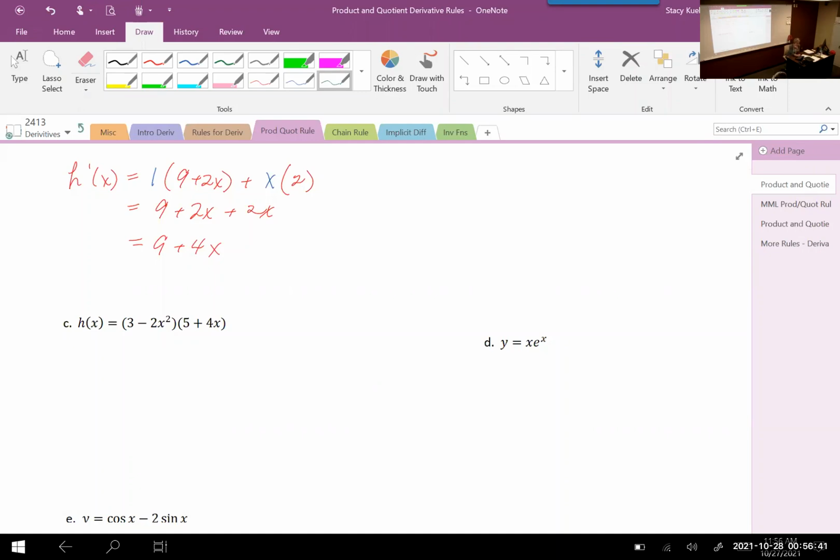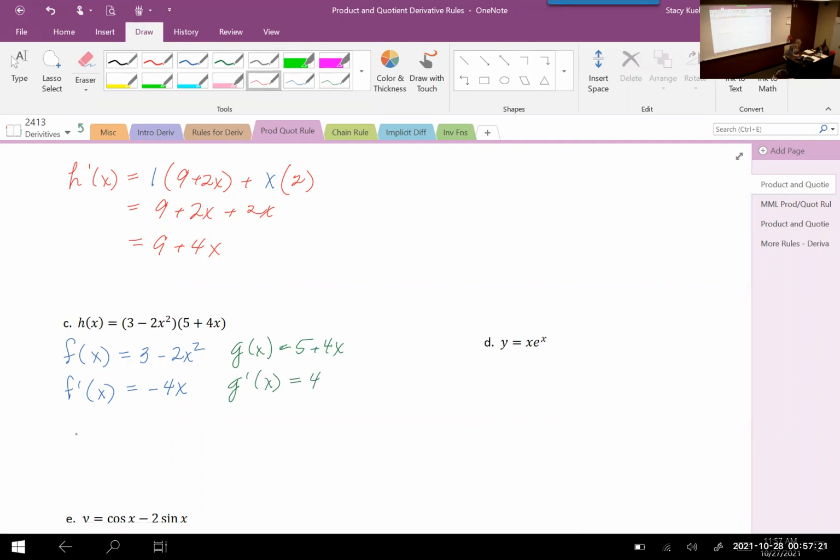So if we apply this same concept, I'm going to let f of x be that first parentheses, 3 minus 2x squared. Therefore, f prime has to be negative 4x, correct? Yeah? Keep you straight here. All right. So g has to be 5 plus 4x. G prime has to then be 4.